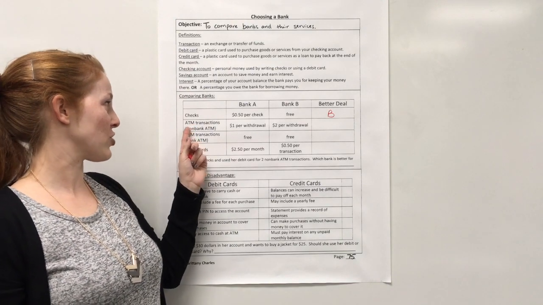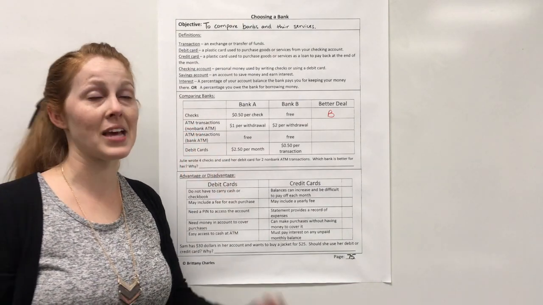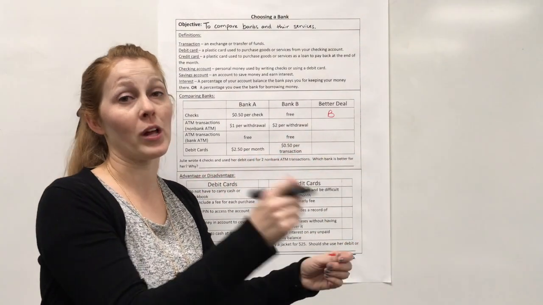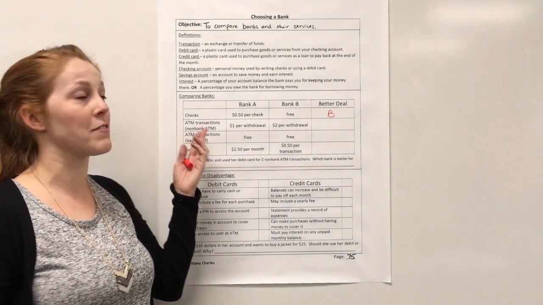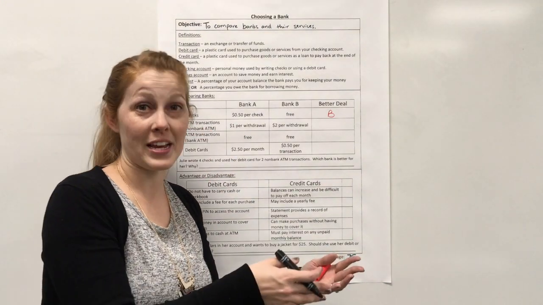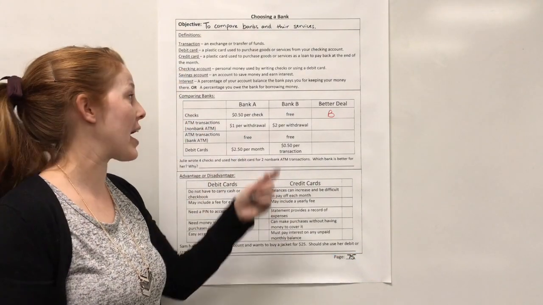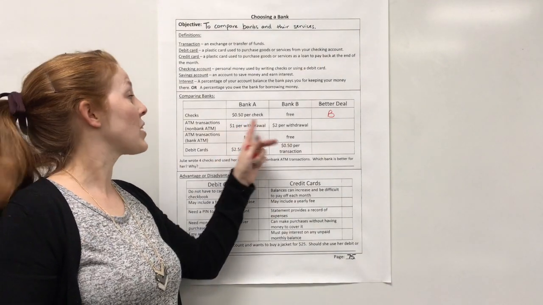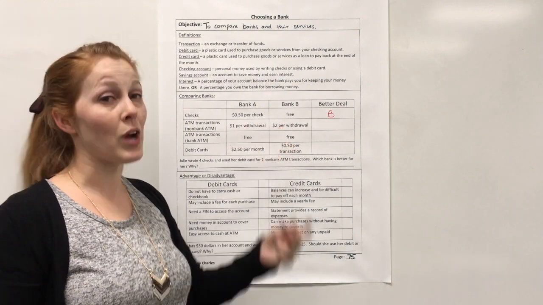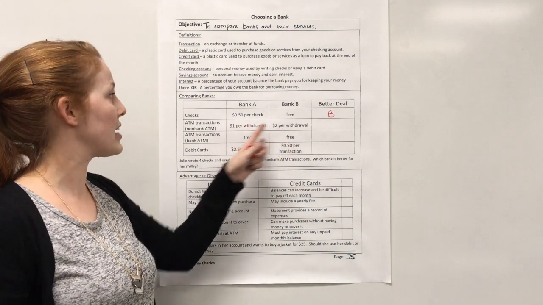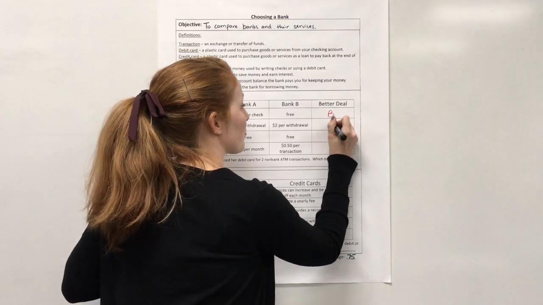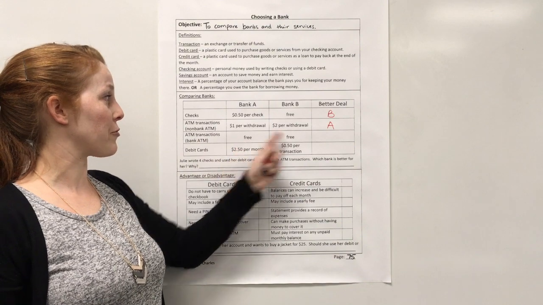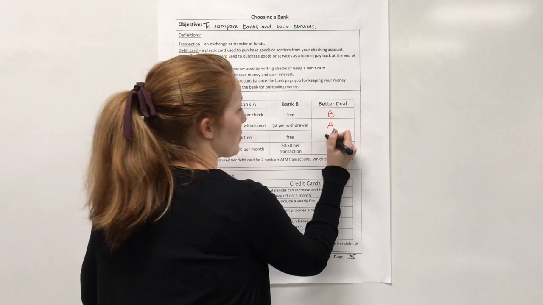Okay, ATM transaction at a non-bank ATM. So let's say I bank at Wells Fargo and I go to a Chase ATM and I want to pull out some cash. Well, they're going to charge me a fee for using another bank's ATM. So I go to the ATM, I get out cash. Every time I do that at a different ATM, Bank A charges me $1 and Bank B charges me $2 every time I take out money. So in this case, A would be a better deal. All right, at my own bank ATM, it's free for both, so either one.